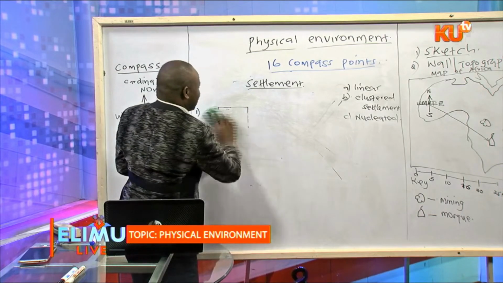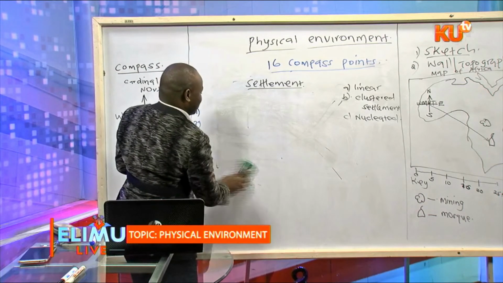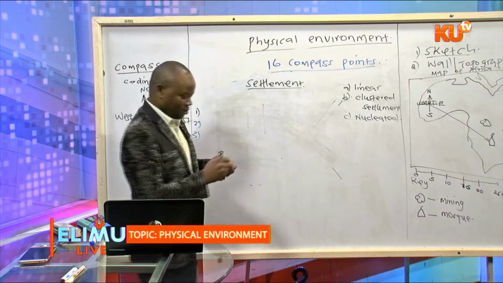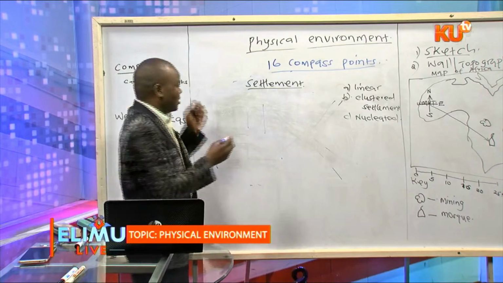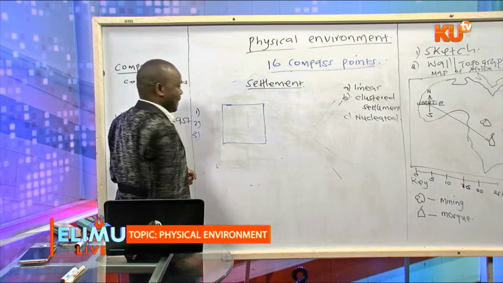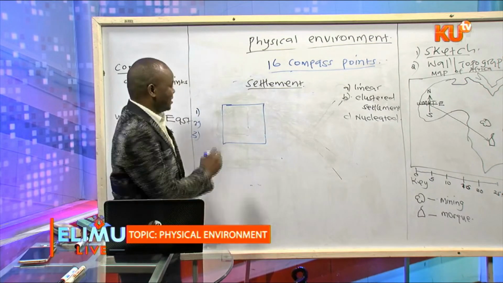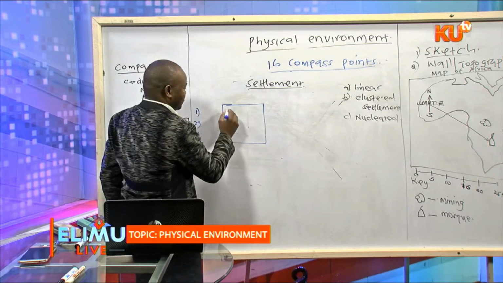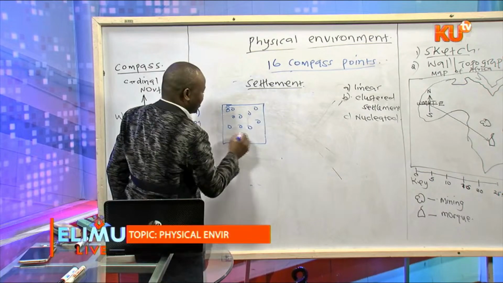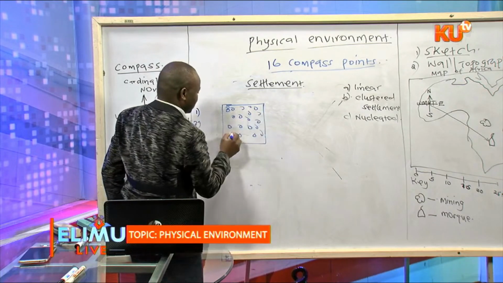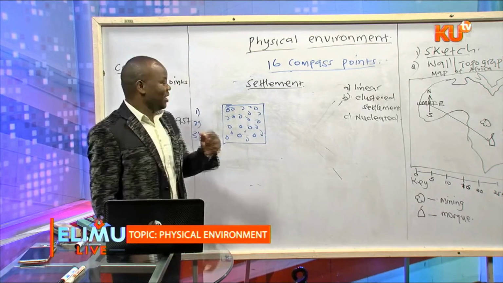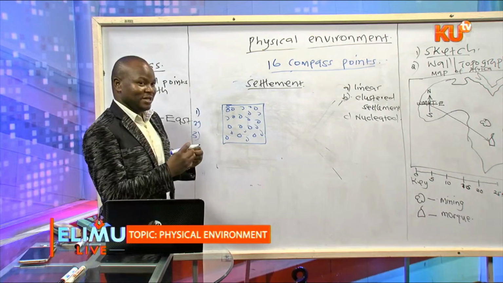So at times in an area, the area can be densely populated. That is the frame, densely, where the population is found everywhere. Then at times you can find that the population, it is sparse.